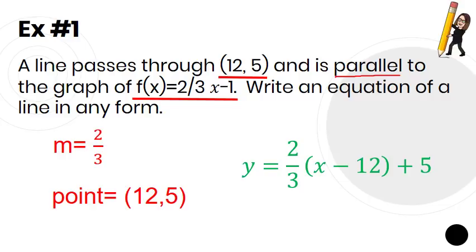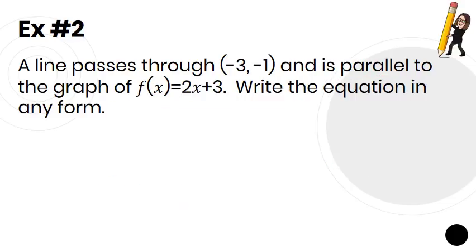So pretty simple. This is very much like our previous lesson of writing lines from information. It's just the information is talking about a parallel line. That makes this example a little quicker.